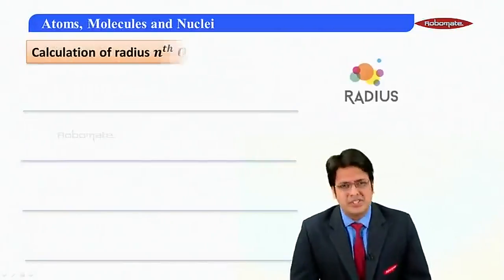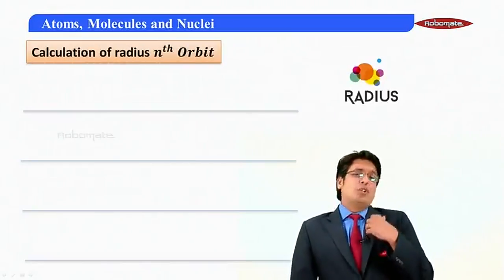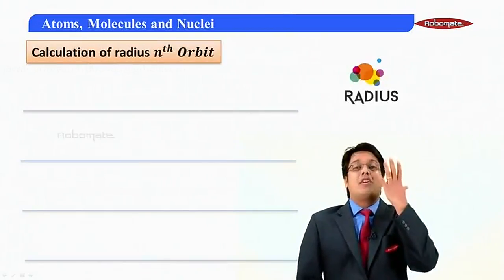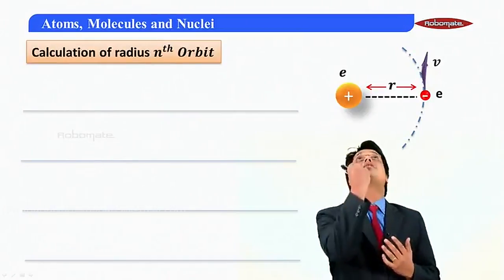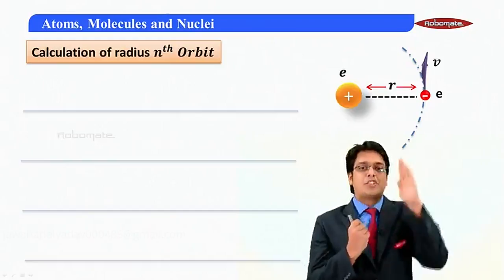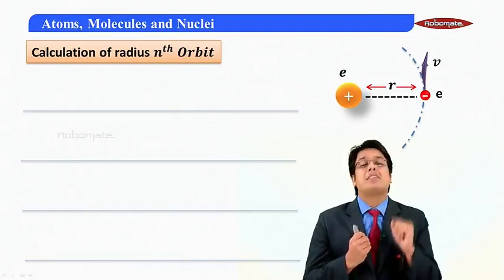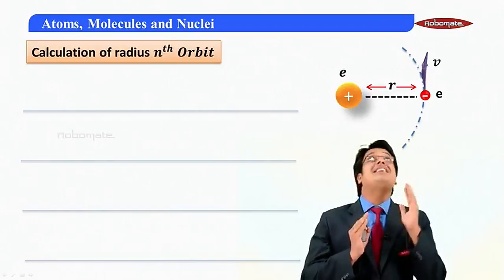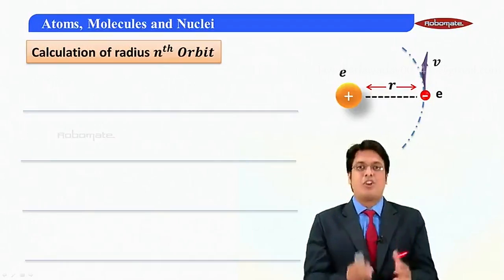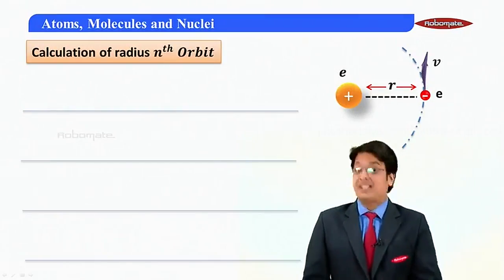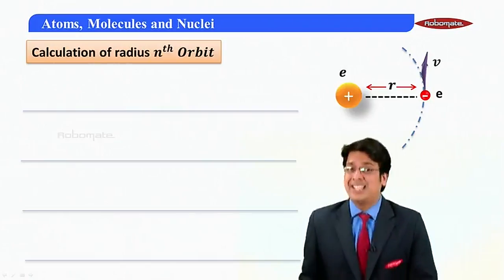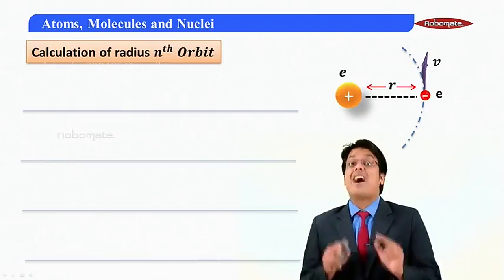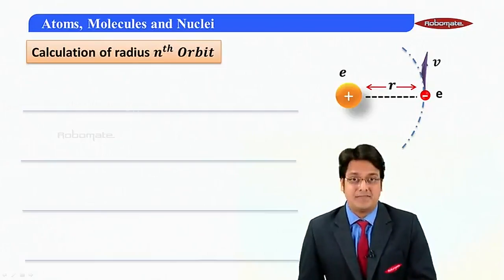Now, my dear students, when I say I want to calculate the radius of the nth orbit, what do you mean by radius? I have my nucleus, then I have my electron, which is moving. So, between the nucleus and the electron, the distance is called the radius. I want to find that. Now, how will I find r? I told you the keys are the Bohr postulates.